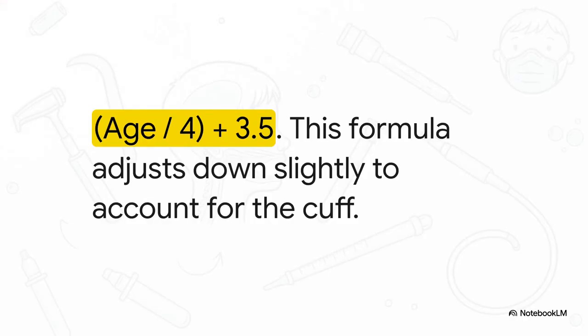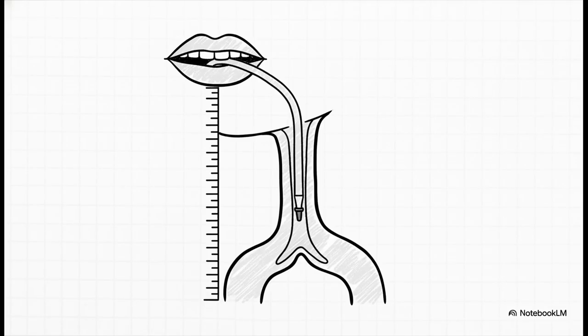Now for the more modern cuffed tubes. The formula is almost identical. We just tweak it a little bit to make room for the cuff itself. It's age divided by 4 plus 3.5. So for that same 4-year-old, you'd grab a 4.5 cuffed tube instead. Easy.